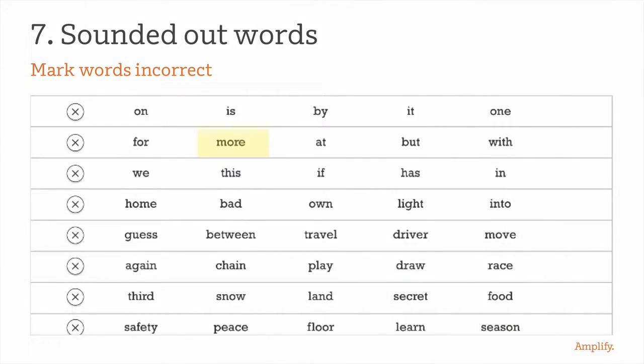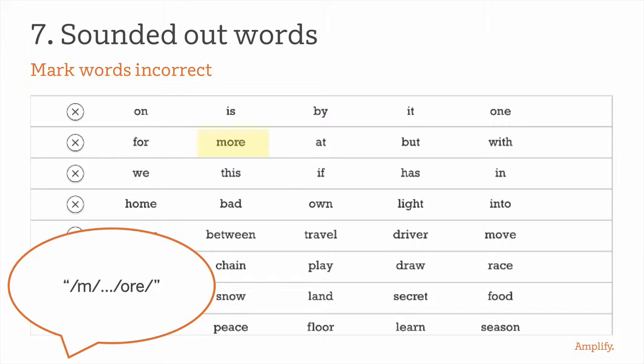Sounded out words. If a student sounds out a word without blending the word, mark it incorrect. For example, if a student says or, but does not blend it to more, mark more incorrect.